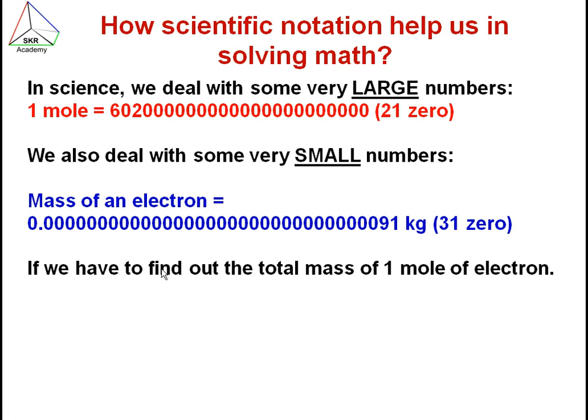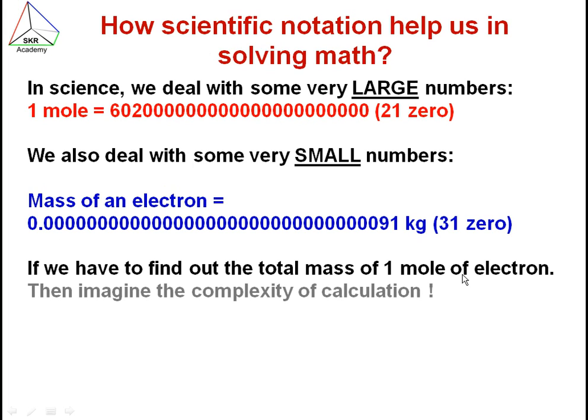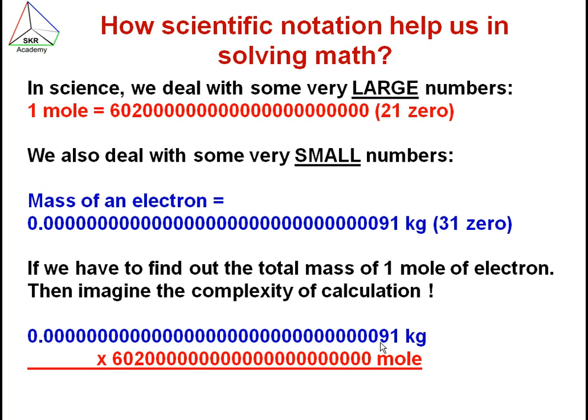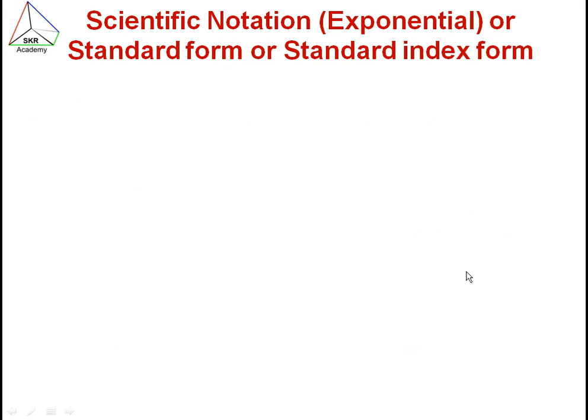Now if a question is asked to find the total mass of 1 mole of electrons, think of the complexity of the calculation, how difficult it is. We have to multiply the mass of 1 electron, which is 0.31 and so on times 10 to the minus 31 kg, with the value of 1 mole, and then how will we manage all these zeros? So at this point, scientific notation comes into place and helps our math.